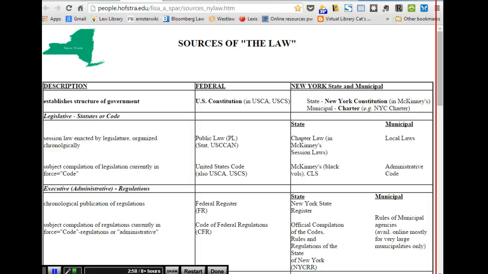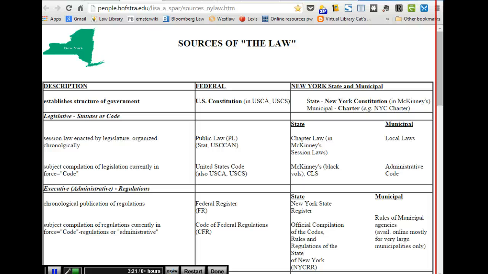So as you can see, in the first row, we talk about how the government is established. And of course, we all know the federal Constitution establishes the federal government. Articles 1, 2, and 3 establish the three branches. Likewise, no shock of shocks, the New York Constitution establishes the New York government.